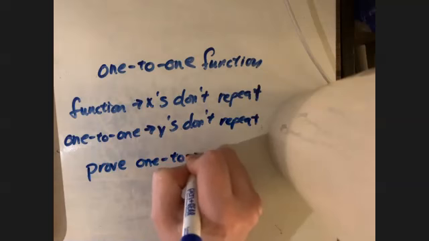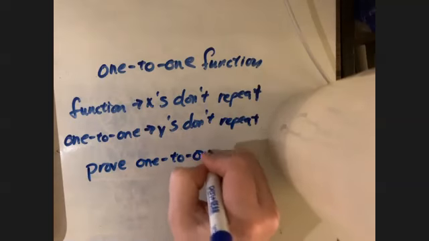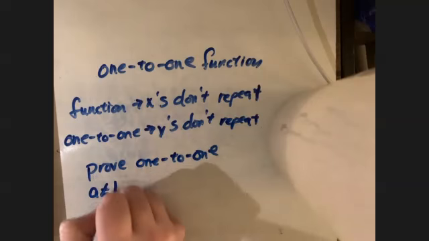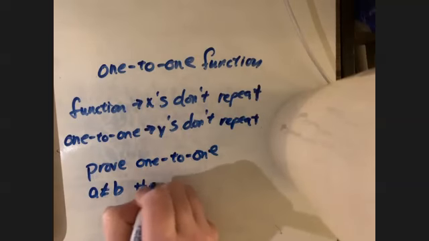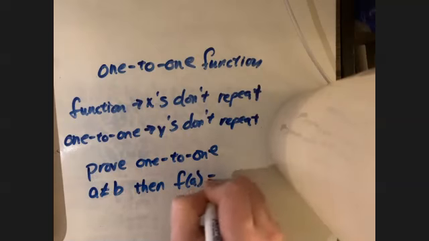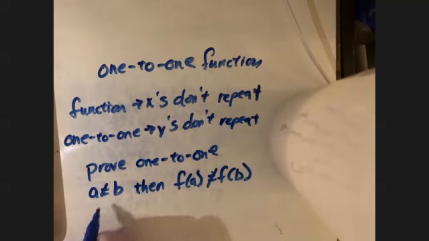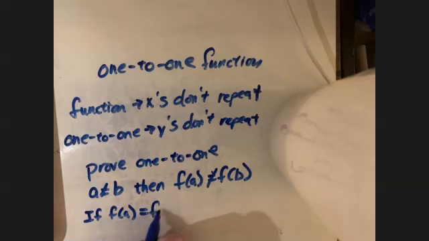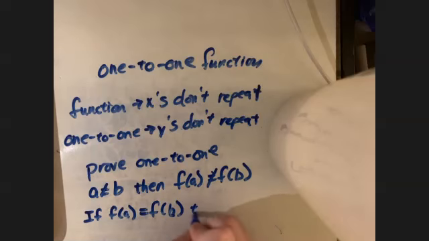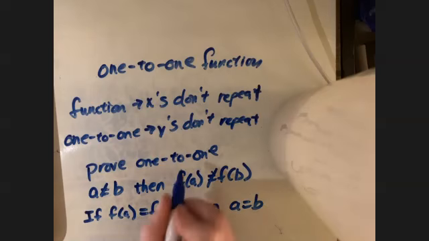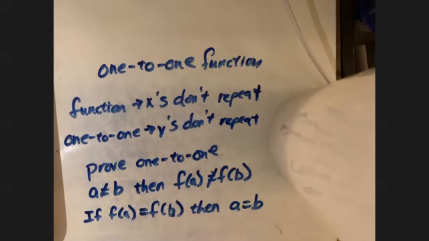Now, the way to prove or show that something is 1-to-1 is if A doesn't equal B, then f of A can't equal f of B. The way we actually show this is we do the opposite. We go: if f of A does equal f of B, then that must mean A equals B. If we can show this, then we've shown that it is 1-to-1. So let's talk about how to do this.